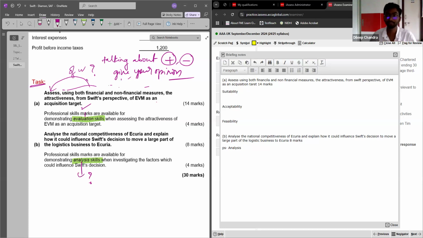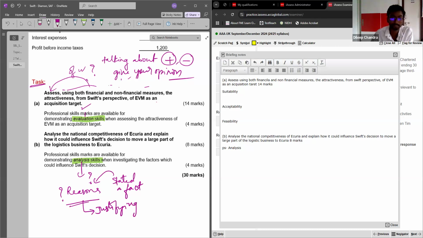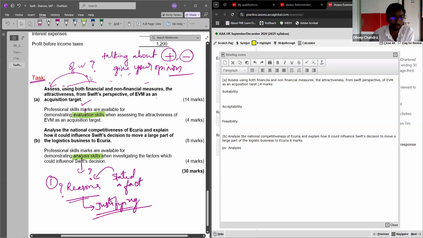What does this analysis mean? See, analysis means whenever you are saying something, whenever you are giving your opinions, you have to give your reasons. You have stated a fact and give a reason. You're basically justifying what you're saying. If you justify, that means you are going to get your analysis skill. That is one aspect of analysis. Number 1 is to give reasons.